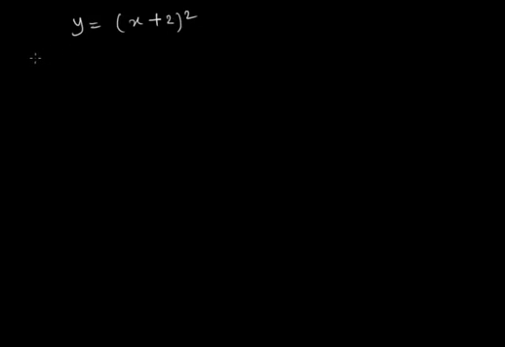Okay, now the vertex of the given function, plus 0. Because the standard equation is (x minus h) whole square plus k, and we don't have minus h here, we have plus 2, so it can be written as x minus (minus 2). So the vertex is minus 2 and the y coordinate is 0, so (minus 2, 0). This is the vertex now.